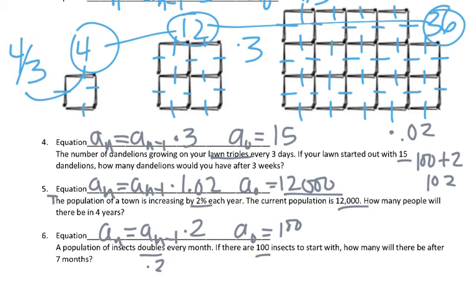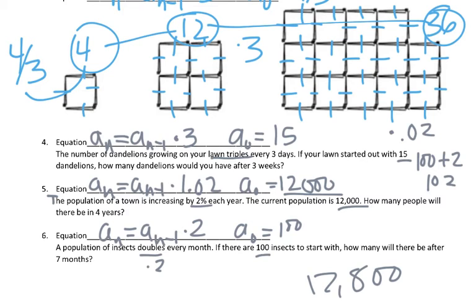So, in month 1, there's 200, month 2, 400, month 3, 800, month 4, 1600, month 5, 3200, month 6, 6400, and month 7, there'd be 12,800, if you wanted to know.